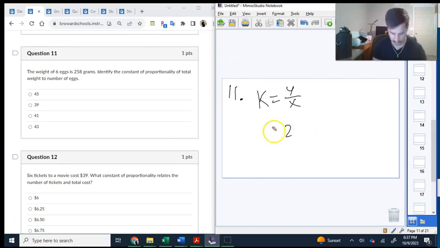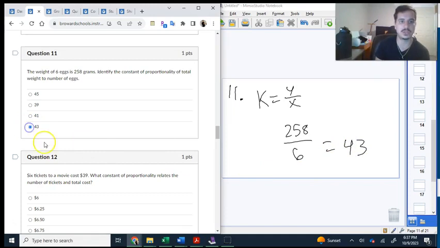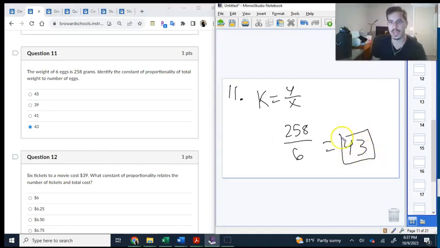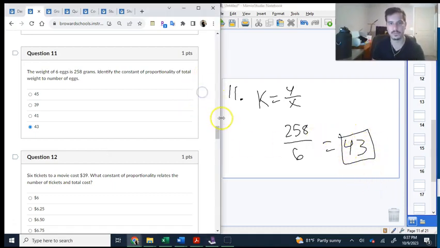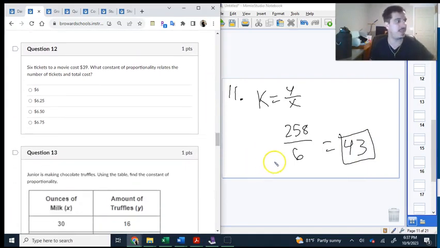Okay, so 258 divided by 6 equals 43. So my answer is 43 grams per egg. That is how much each egg will weigh. Okay, so boom, answer. All right, let's move on to number 12. Once you get the hang of it, it's real easy.